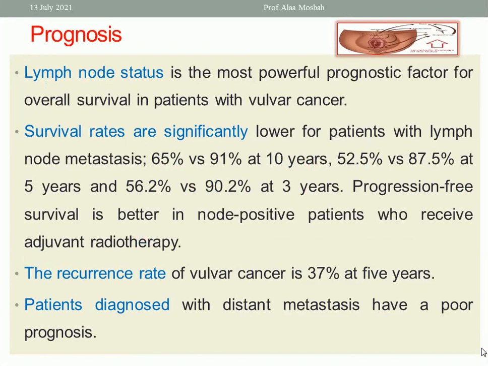What about the prognosis of vulvar cancer? Lymph node status is the most powerful prognostic factor for overall survival in patients with vulvar cancer. Survival rates are significantly lower for patients with lymph node metastasis. Progression-free survival is better in node-positive patients who receive adjuvant radiotherapy. The recurrence rate of vulvar cancer is 37% at 5 years. Patients diagnosed with distant metastasis have a poor prognosis.